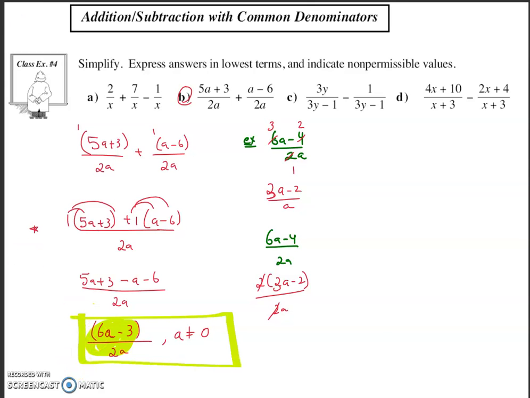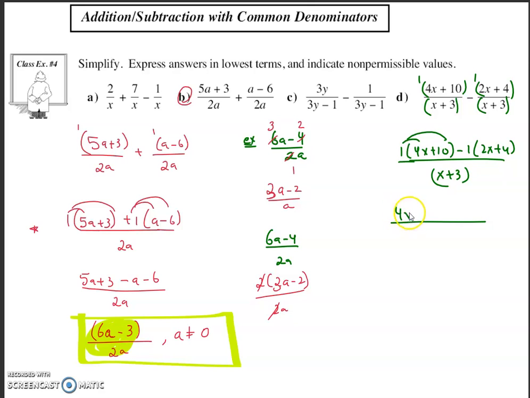Okay. Let's take a look at part D as well. Here again, the common denominator is going to be this expression, binomial x plus 3. And once again, because they both have the same, they only need to be multiplied by 1. So if I multiply this 1 in, you don't need to write that in, but you just need to make sure you multiply it in. The first bracket, nothing changes. But in the second one, it becomes negative 2x minus 4.